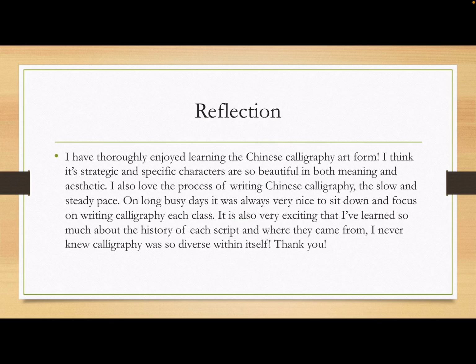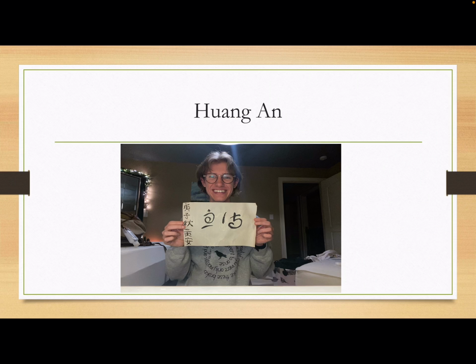It's also exciting that I've learned a lot about the history of each script and how many scripts there are and where they came from, because I never knew there were that many. I thought it was just one form of calligraphy and that was it, but there's so many and so many versions of that within itself. And for my last slide, I just have me with my Chinese name and the last cursive script that we wrote.